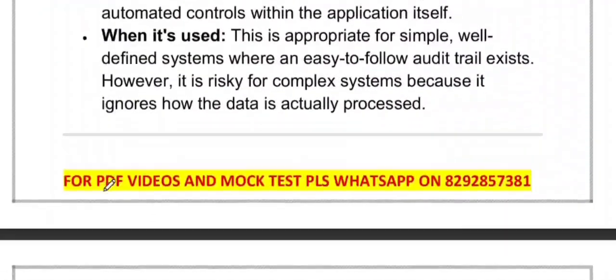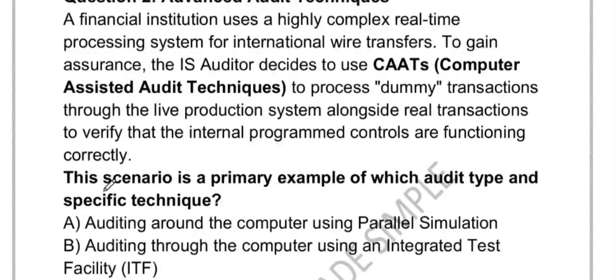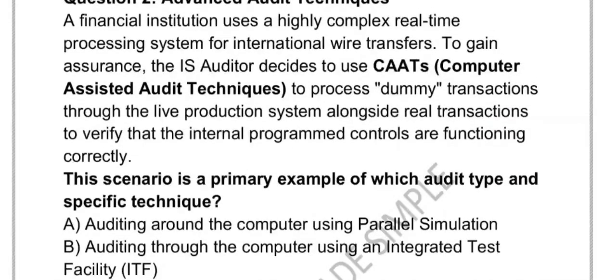Now let's move our focus to question number 2. Very good question. So what is happening here? Let's have a look. A financial institution is using a highly complex real-time processing system for international wire transfers. To check whether the system's internal controls are working properly, there is an IS auditor.